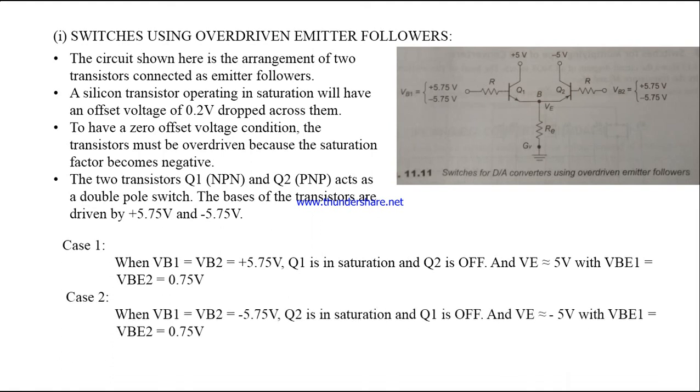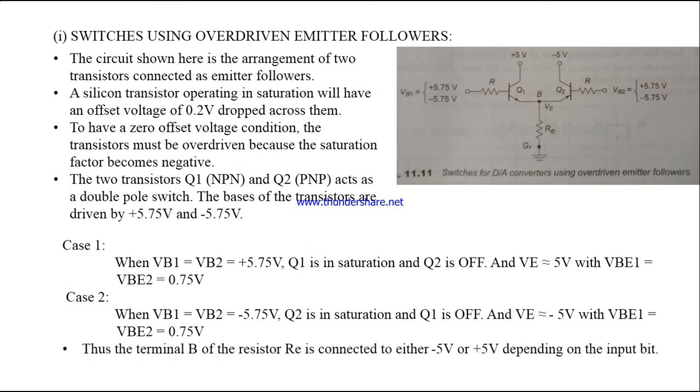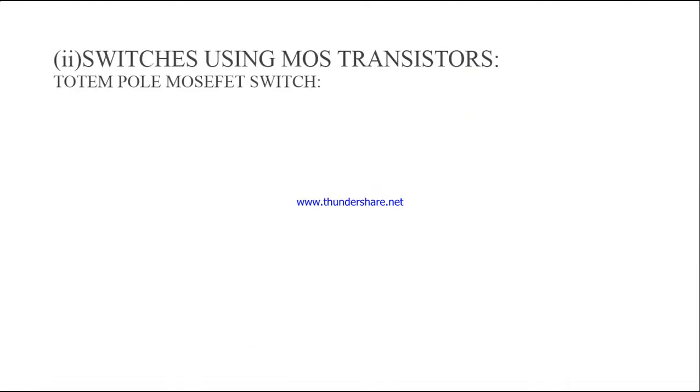In the second case, if the two voltages are negative, then Q2 is in saturation and Q1 is off, and the VB voltage is minus 5 volt and VB1 and VB2 equal to 0.75 volt. Thus the terminal B of the transistor R is connected to either minus 5 volt or plus 5 volt depending upon the input bit.